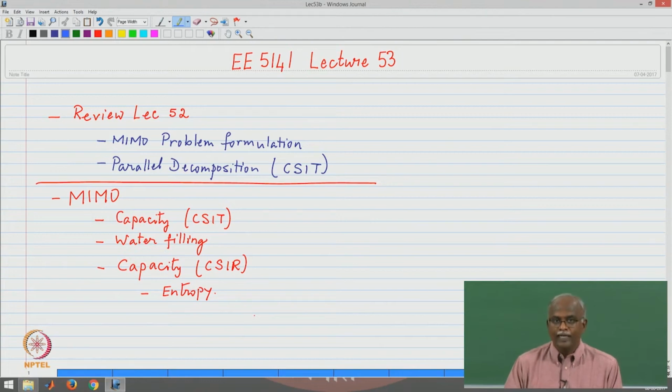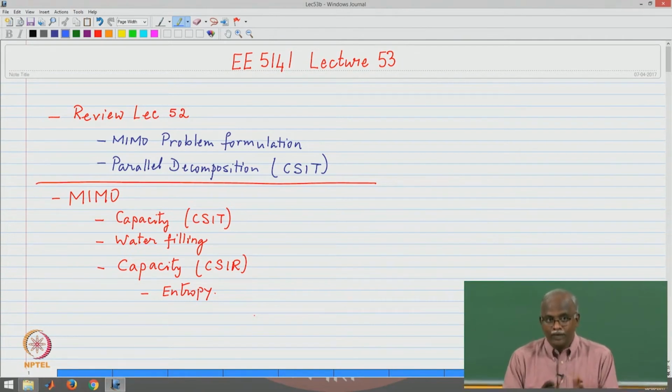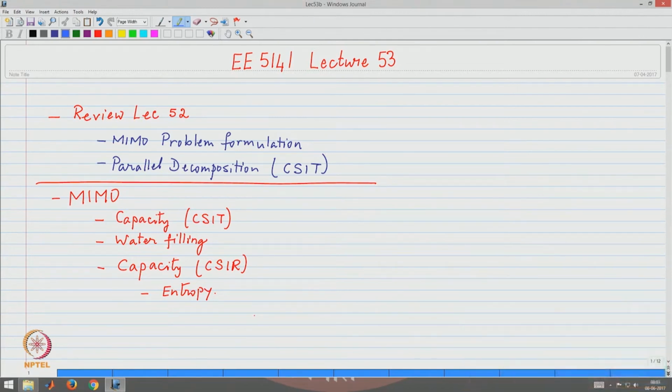We've also looked at how, if the channel information were available at the transmitter, then we could do a decomposition of the channel using singular value decomposition and then apply pre-coding at the transmitter. That led us to the perspective of parallel decomposition of the channels. We will start from there and build on our understanding of how to achieve capacity for a MIMO channel.